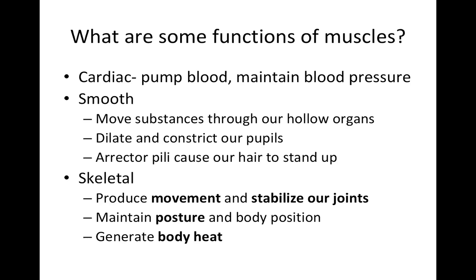Now, there are, however, 2 other types of muscle tissue. We don't just have skeletal muscle. We also have cardiac muscle, which pumps our blood and maintains our blood pressure. And then we have smooth muscle that does a bunch of different things, right? It can move things through hollow organs like our digestive tract. It dilates and constricts our pupils. It causes our hair to stand up when we're cold or afraid or listening to a really good song. So the minor functions are dominated by the cardiac and the smooth muscle.